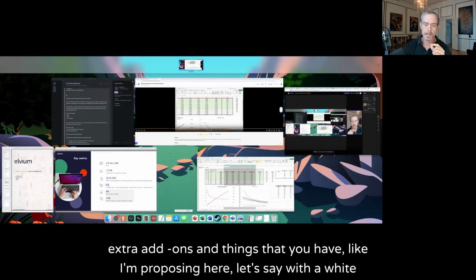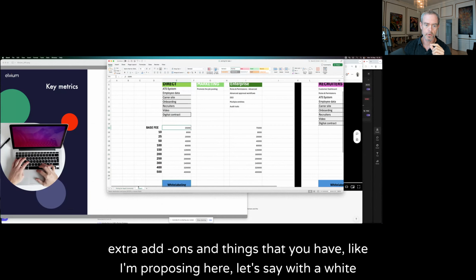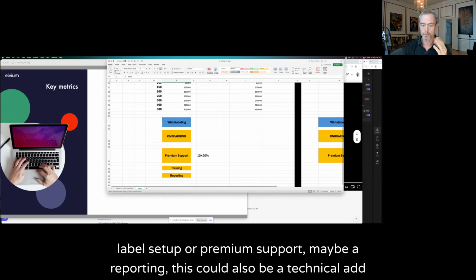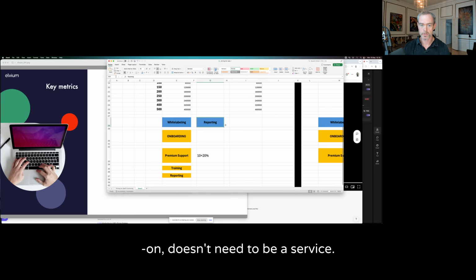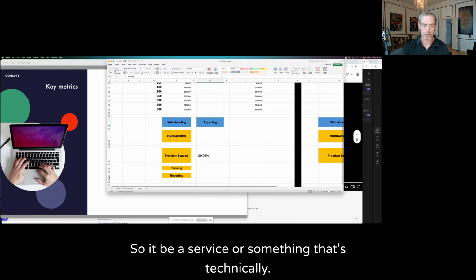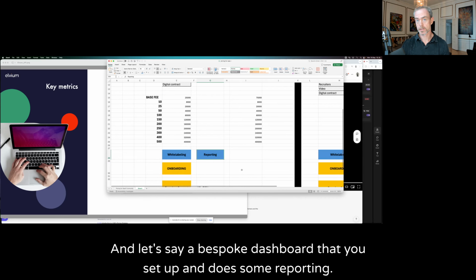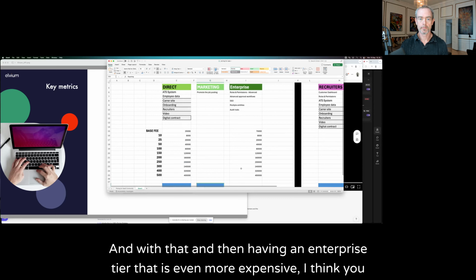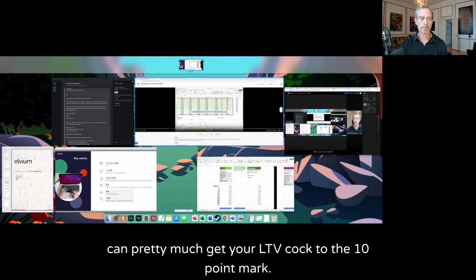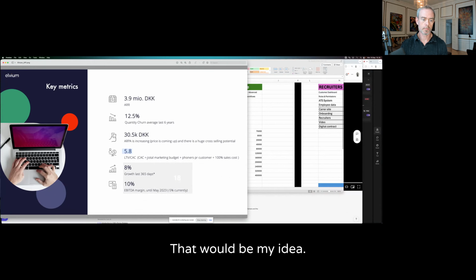But with a few extra add-ons, like I'm proposing here, let's say a white label setup or premium support, maybe reporting, this could also be a technical add-on. It doesn't need to be a service, it can be something that's done technically. Let's say a bespoke dashboard that you set up and does some reporting. With that, and then having an enterprise tier that is even more expensive, I think you can pretty much get your LTV to CAC to the 10-point mark. That would be my idea.